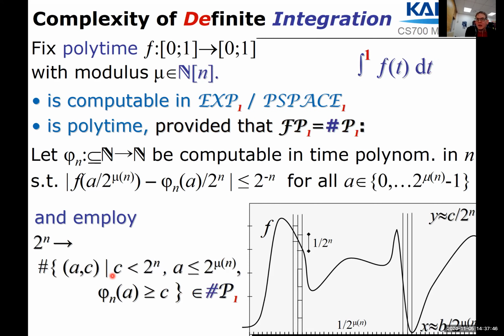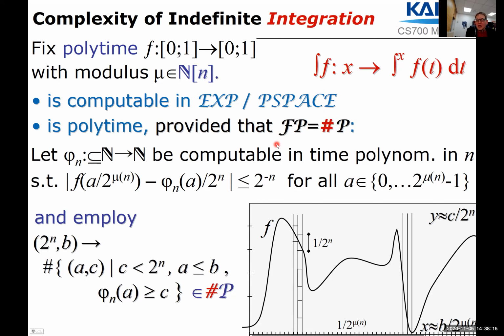Okay, next we had considered definite integration, where the upper and lower integration bounds are fixed, 0 and 1, for instance. And then we could show that the complexity boils down to #P1, the unary complexity class. Well, that's not entirely true. Let me be more specific. The hypothesis was a different one.